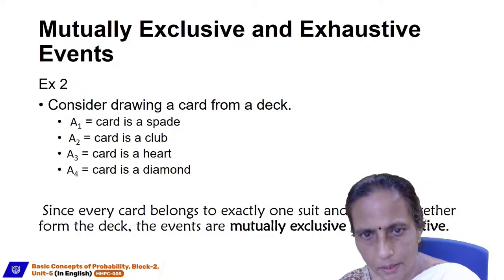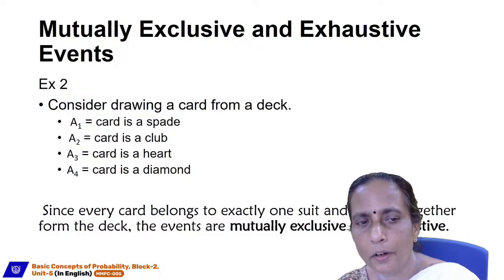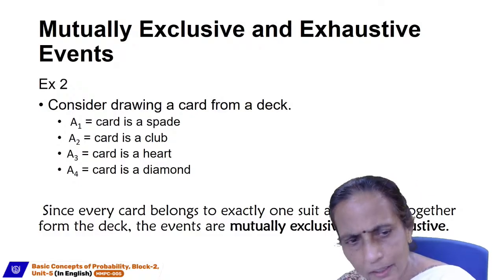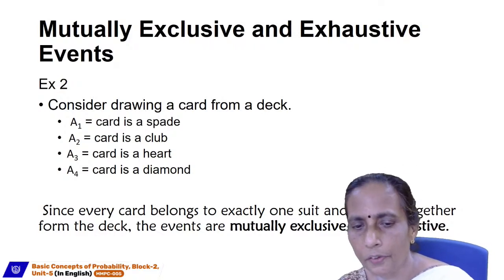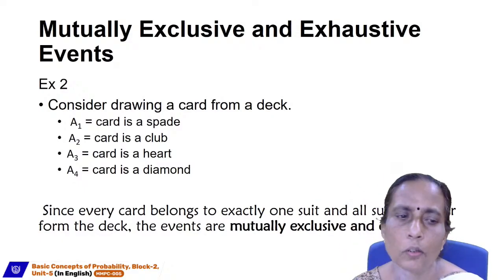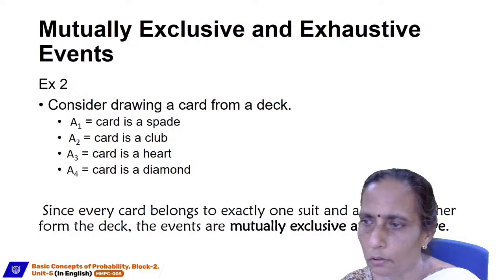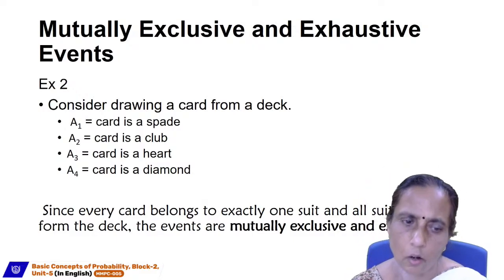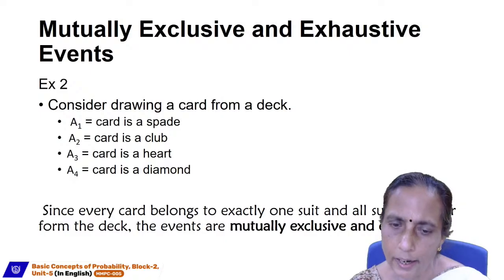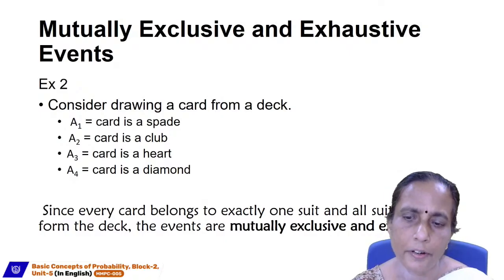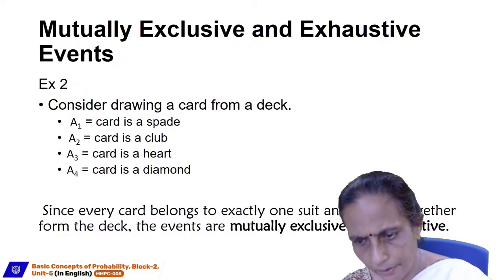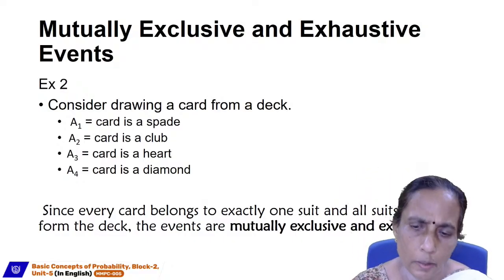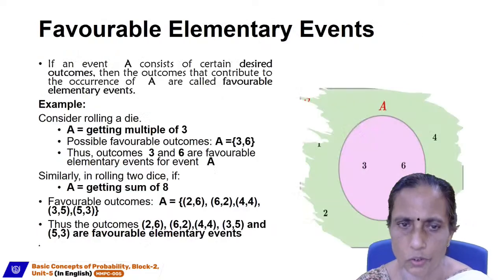So again, one more example of a deck of cards. A1 is the event of getting a card of spades, A2 is the event of getting a club, A3 a heart and A4 a diamond. Since every card belongs to exactly one suit, all suits together, A1 union A2 union A3 union A4, give all possible outcomes, that is the entire deck, which is my sample space. And the events are mutually exclusive because A1 intersection A2 is empty, and so on. Everything is disjoint. So all are mutually exclusive and exhaustive.